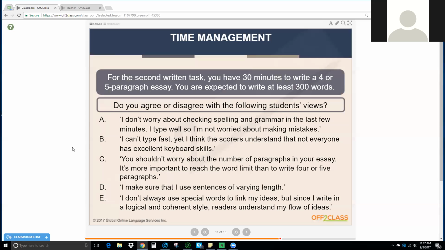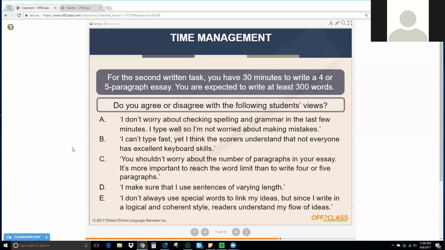Okay, I think that you can easily write 300 words in the time if you're an average typist, but you do want to go back and look for errors. Okay, C, you shouldn't worry about the number of paragraphs in your essay. Okay, we just talked about that, but let me finish the question. It's more important to reach the word limit than to write 4 or 5 paragraphs. Okay, no, it's not.